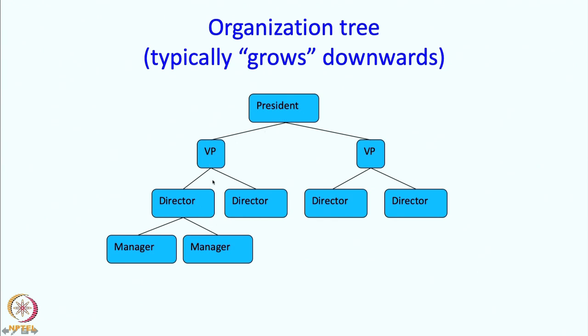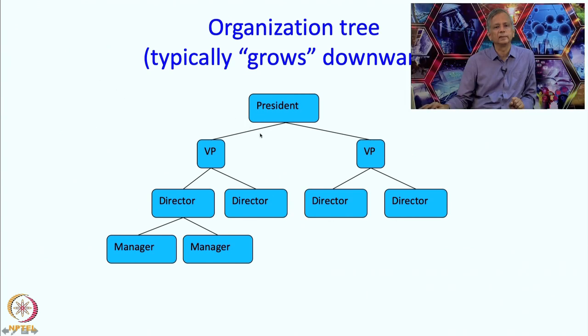Now, an organization which is represented by this tree can be thought of as a recursive object. Why? Because this part or this division of that organization is itself a mini organization. In this sense, it conforms to what we said earlier, that a part of the object is like the object itself. And even here, this is kind of a mini organization.